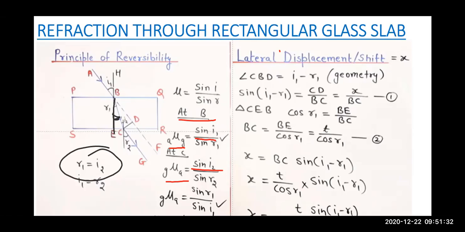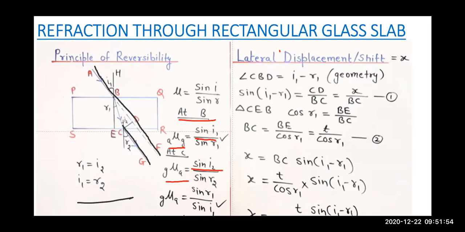Right, children? Next, if you see children, here I1 and R2 are also equal. I1 is equal to R2 because the ray which is emerging out and the incident ray are parallel to each other. As they are parallel to each other, the angle with the normal will be the same. So parallel rays make the same angle with the normal and so I1 is equal to R2.